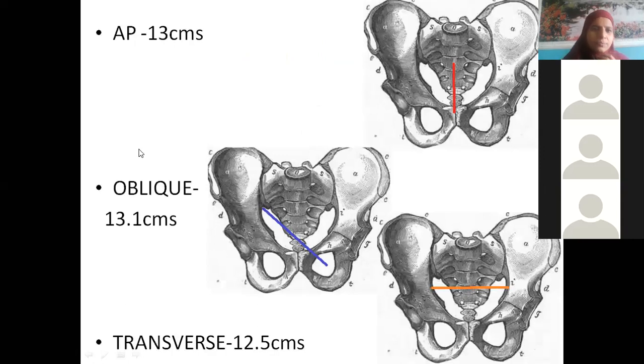Now we are taking the dimensions at the pelvic inlet. This whole round thing is the pelvic brim, the inlet. Now, we have already finished the dimensions of which pelvis?